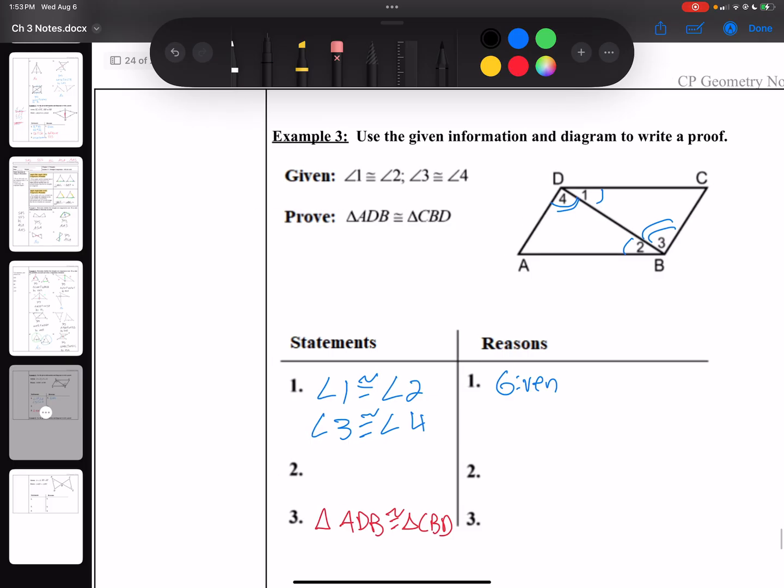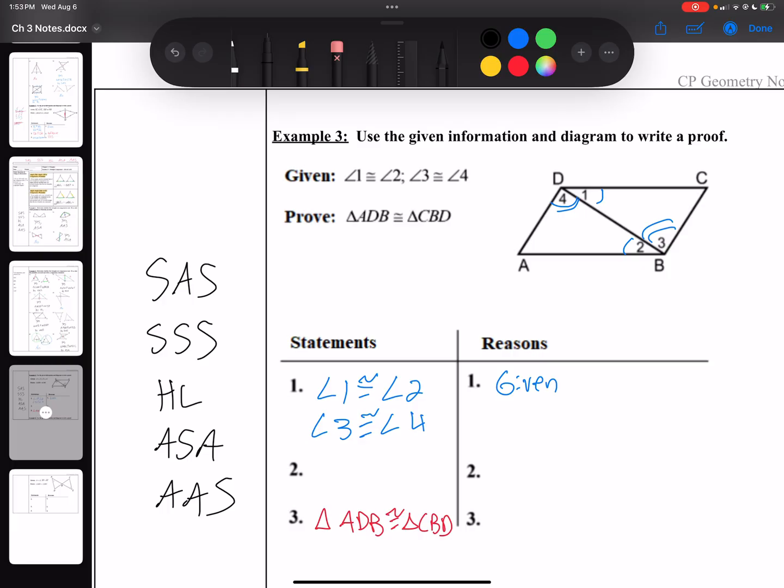Well, my options are side, angle, side; side, side, side; hypotenuse, leg; angle, side, angle; and angle, angle, side. Well, I was given that I have two pairs of equal angles. So that kind of looks like I should go for angle, angle, side, or angle, side, angle, because it might be easier for me to do that. I'm 2/3 of the way there for those shortcuts. If only I could show they have an equal side somewhere.